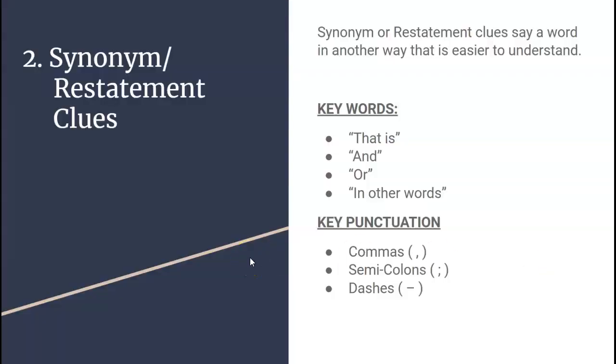Our next type of context clue is one that we did talk about a little bit last week, and those are synonym or restatement clues. With these type of context clues, you'll have an unknown word, and in the sentence, it will either give you a synonym, so a word that means the same thing as the unknown word, or sometimes they'll just say the word in a way that's easier to understand. Our keywords with our synonym or restatement clues are "that is," "and," or "in other words." And then our key punctuation are commas, semicolons, and dashes.